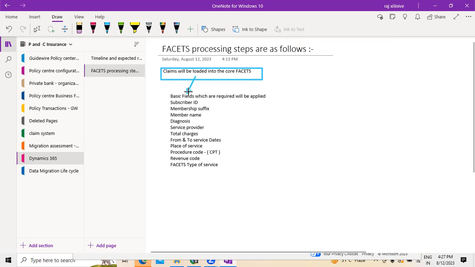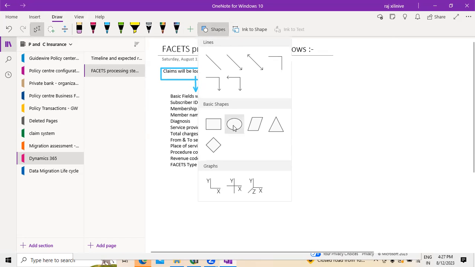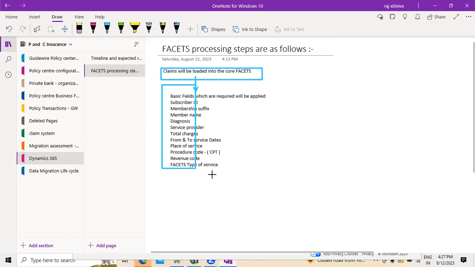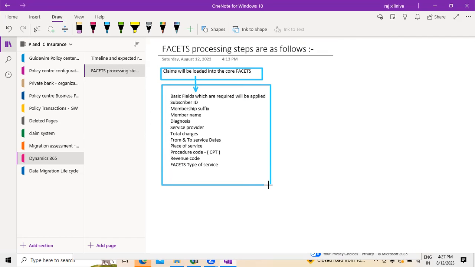Once the claim processing is done, the basic fields which are applicable will be updated in the second one. Is it clear to you? Yes. Right. So this is the second one. Generally the first one is where the claim will be loaded, and the basic fields we want to update will all be done over here.